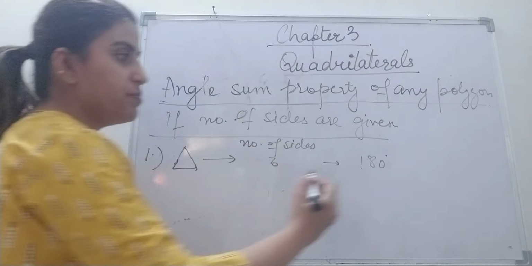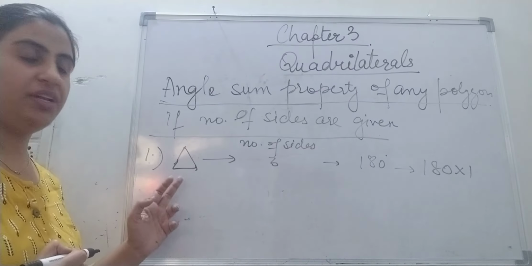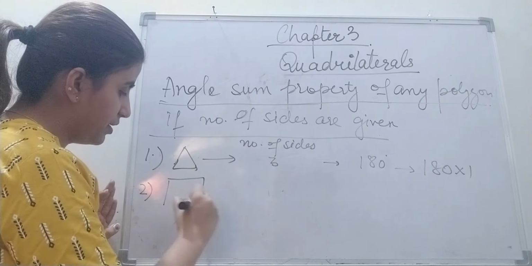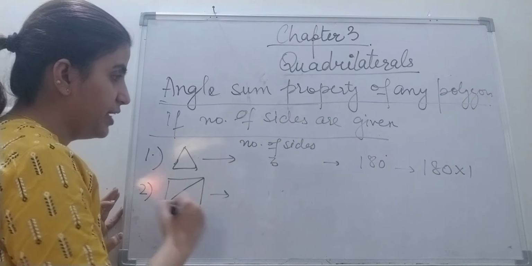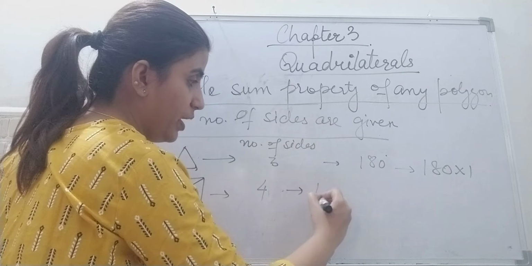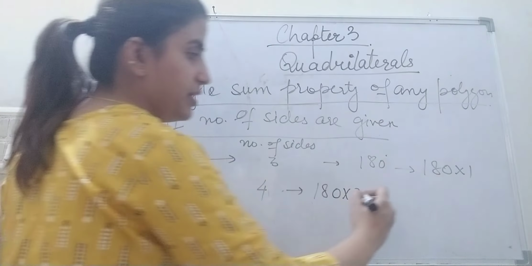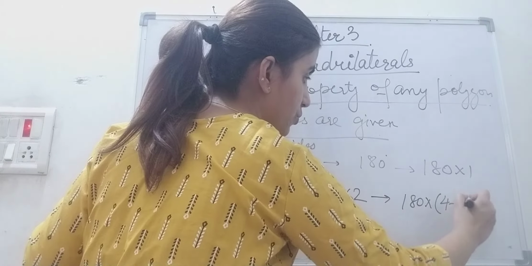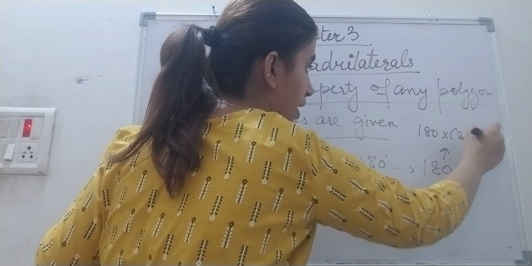So that means I will write it as 180 into 1. That means we are going to see the triangles. How many triangles can it form? It can form only one triangle. Let us talk about quadrilateral. I will divide it into two triangles. Number of sides 4. That is equal to 180 into 2. So that can be written as 180 into 4 minus 2. And for the triangle, I will write 180 into 3 minus 2. I will make one basic formula.